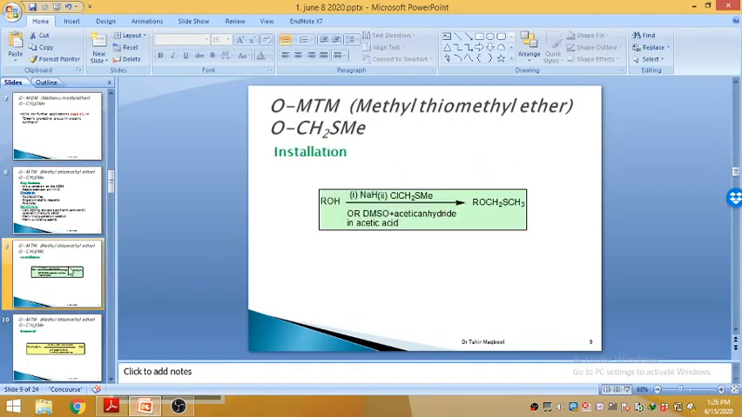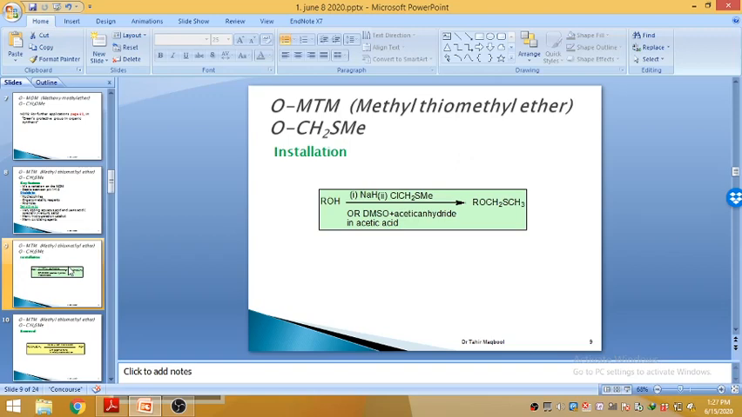Now we come on to the second ether, that is MTM. Basically it is just like the MOM ether, but here we have replaced the oxygen with sulfur. So it has become methyl thiomethyl ether, or its general formula is OCH2SMe. Here is the installation. We have treated alcohol with sodium hydride, followed by treatment with chloromethyl methyl sulfide. So we can get the OMTM group onto the alcohol.